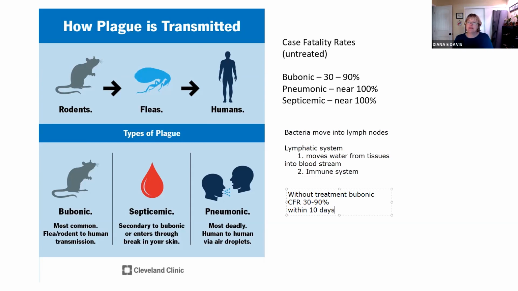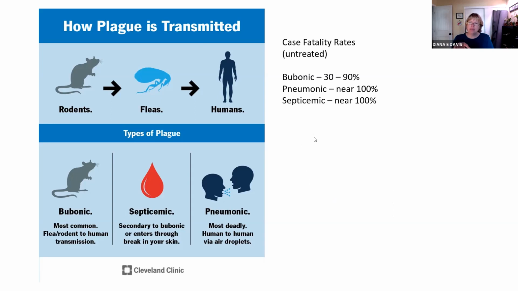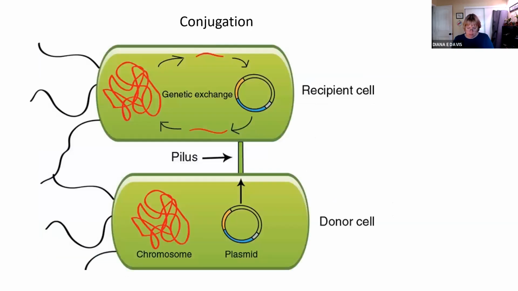Okay, so we've got a very, very deadly disease. The bacteria causes high rates of death in the infected. Why? Why was plague so deadly compared to other diseases? So we're going to talk about a couple of things.